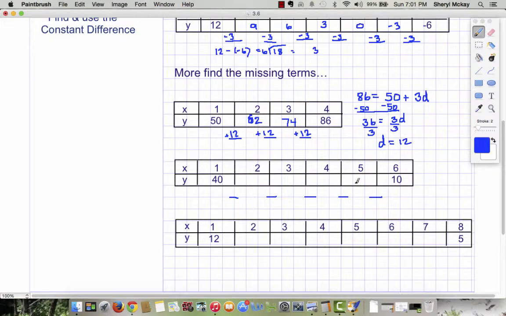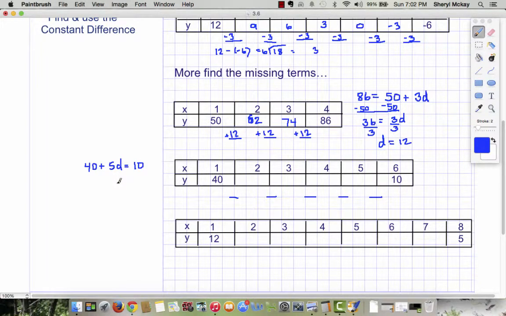And we could do the same equation that we did before, where we said to get to 10, I'm going to start with 40, and I'm going to add 1, 2, 3, 4, 5 D's, 40 plus 5D. Let me write it over here. 40 plus 5D equals 10. And then we could just solve for our difference.